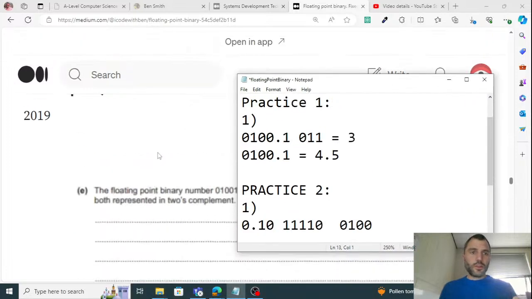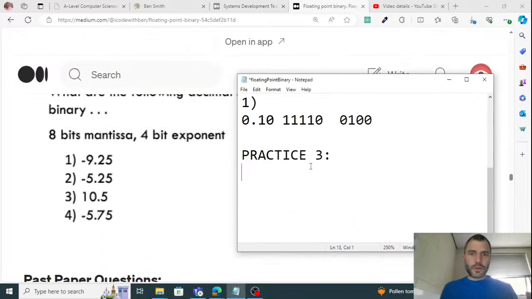Right. So we're going to do minus 9.25, so question 1. So what is minus 9.25 in floating point binary with 8 bits for mantissa and 4 bits for exponent? Firstly, we need to work out what 9.25 is. So 9.25 is, well, it's always in 2's complement, so we're going to have a 0. So what is 9.25?